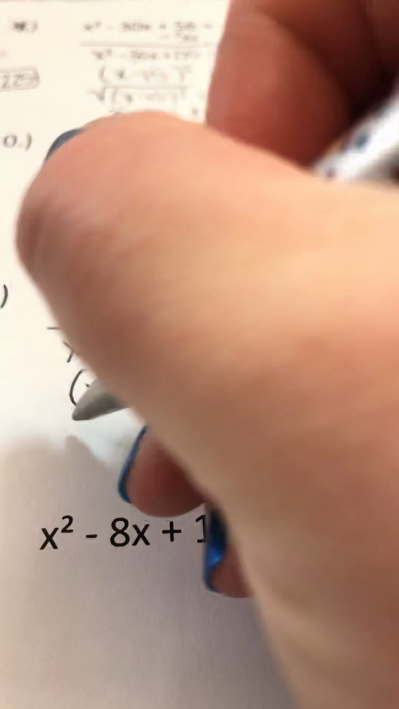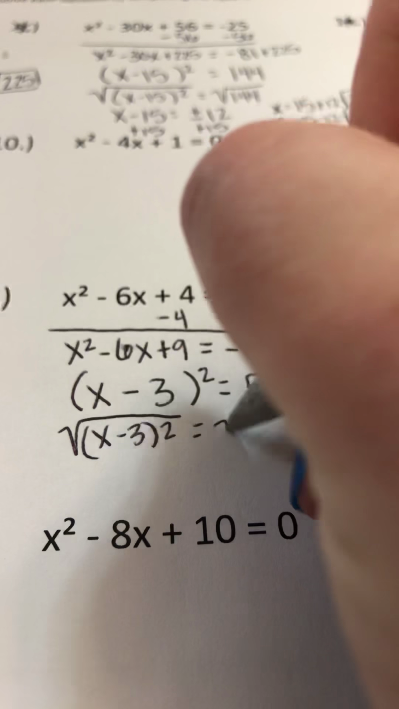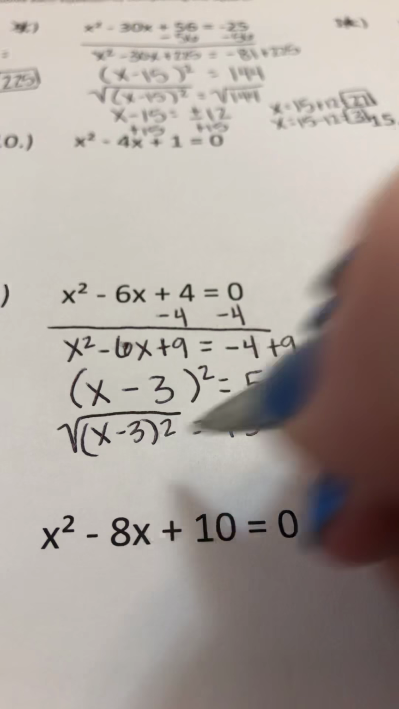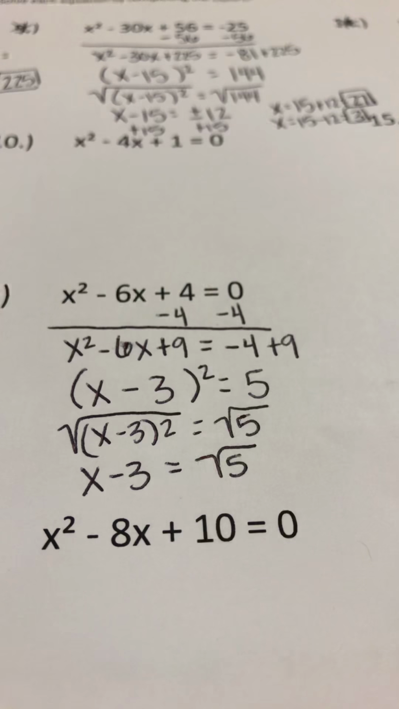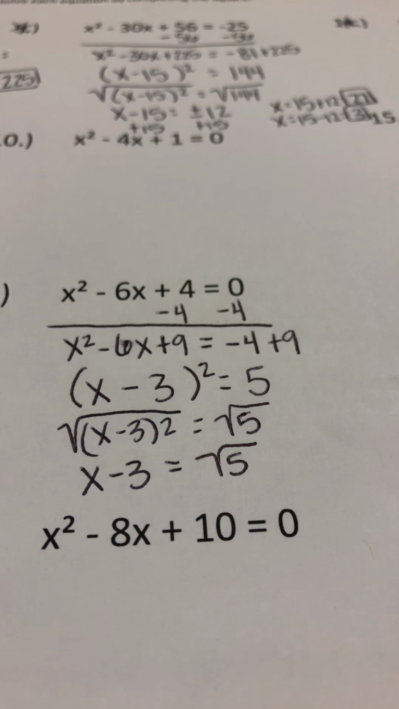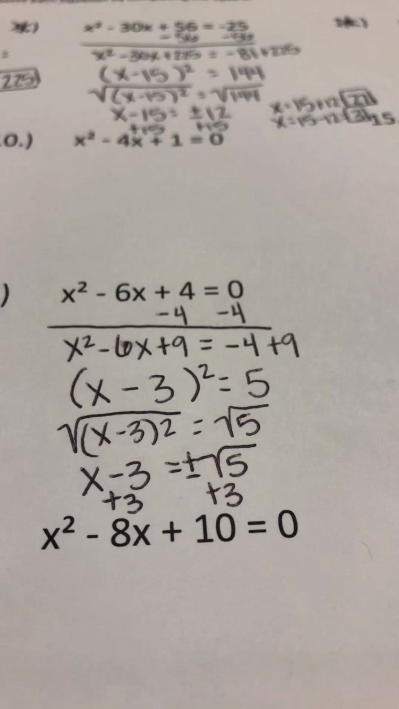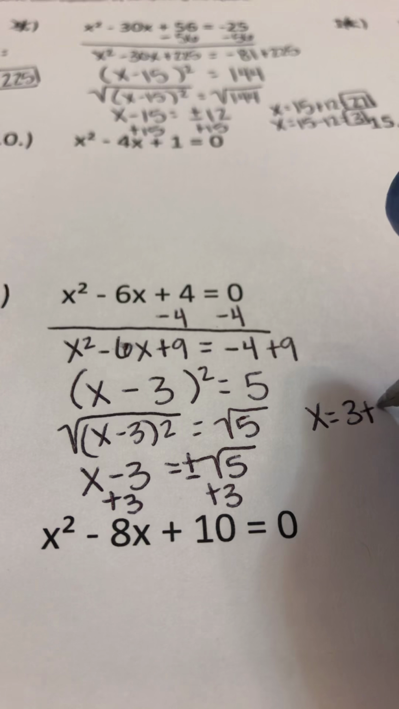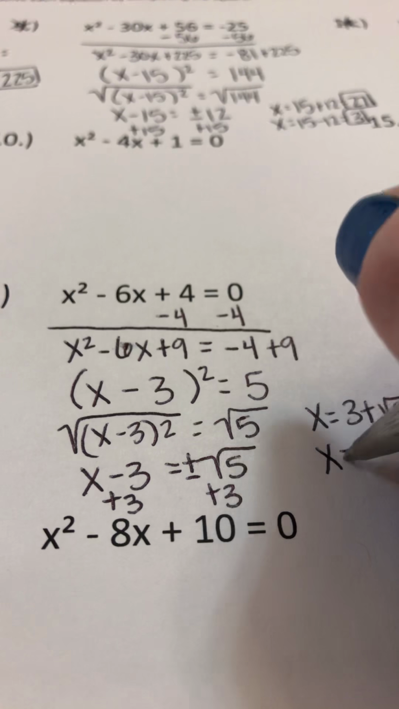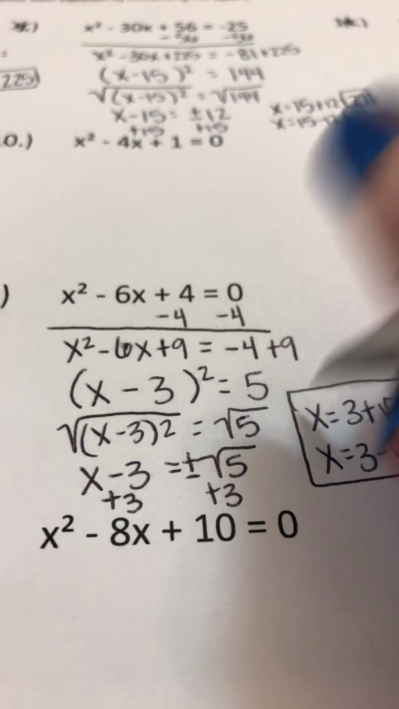Take the square root, and that leaves you with x minus 3 equals the square root of 5. Leave this as the square root of 5. Add 3 to both sides, and this is positive negative square root of 5. So x is 3 plus square root of 5, and x equals 3 minus square root of 5. So those are your two answers.